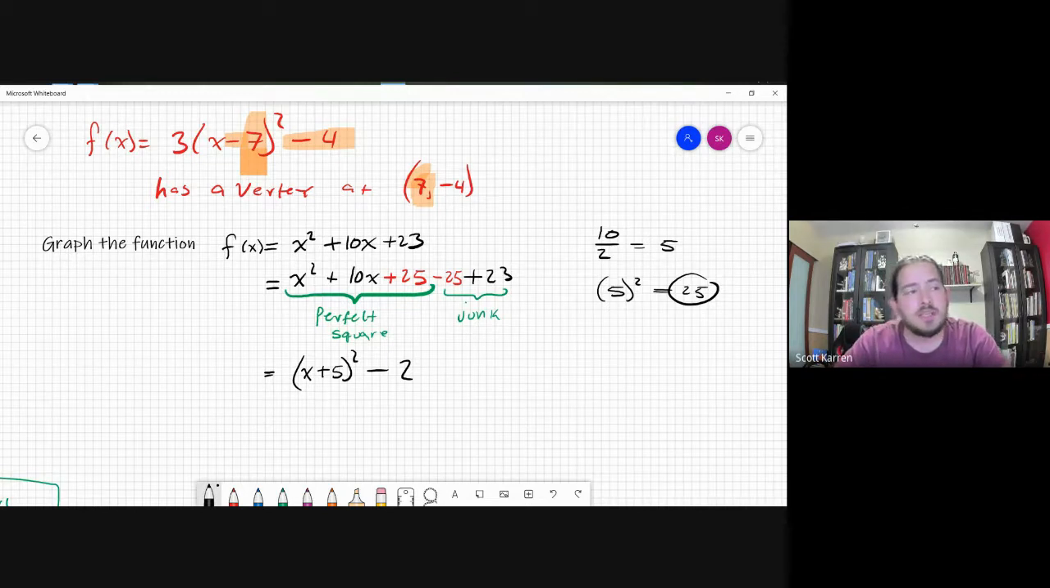And so I know this is an x squared function whose vertex is at the point -5, -2, right? Negative again because I have to watch my sign on the inside, and then I use the same sign on the outside. Okay.